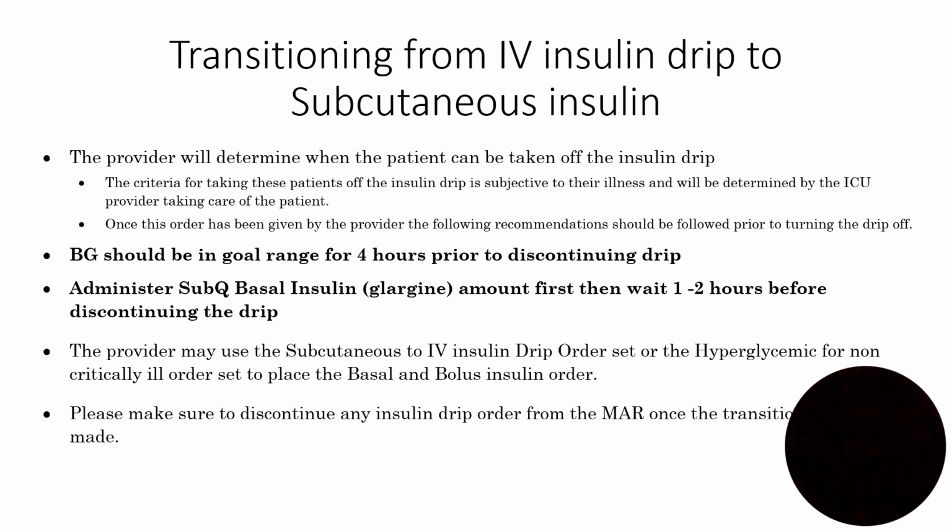Administer subcutaneous basal insulin, glargine, first, then wait 1 to 2 hours before discontinuing the drip. The provider may use the subcutaneous to IV insulin drip order set or the hyperglycemic for non-critically ill order set to place the basal and bolus insulin order. Please make sure to discontinue any insulin drip order from the MAR once the transition has been made.